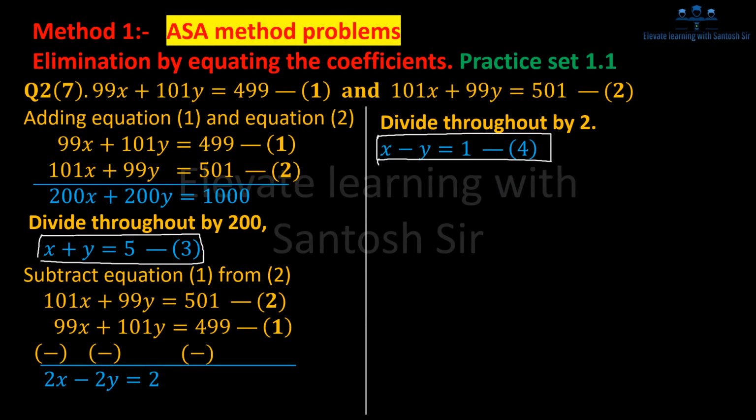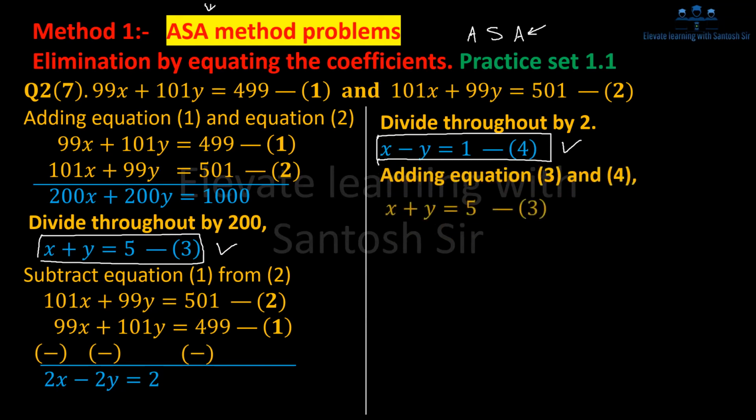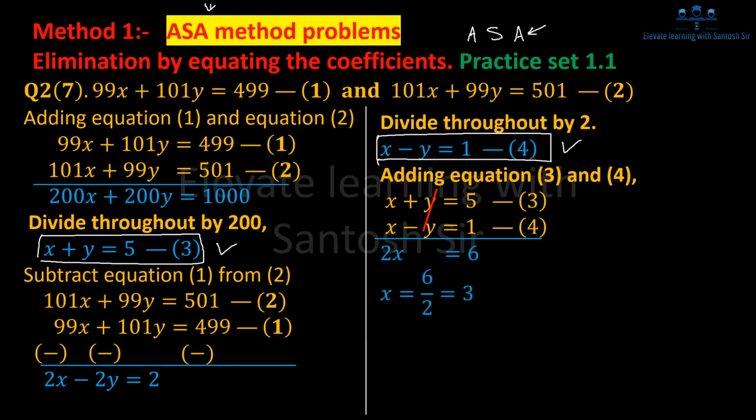Now we will go to the third step, that is A. ASA. A is done, S is done. Now we are coming to A. In this case, we will add the two simple equations that we have got. So we will add equations 3 and 4. We will get x plus y is equal to 5, x minus y is equal to 1. We can easily cancel plus y and minus y. We can get 2x is equal to 6, which will give us x is equal to 3.